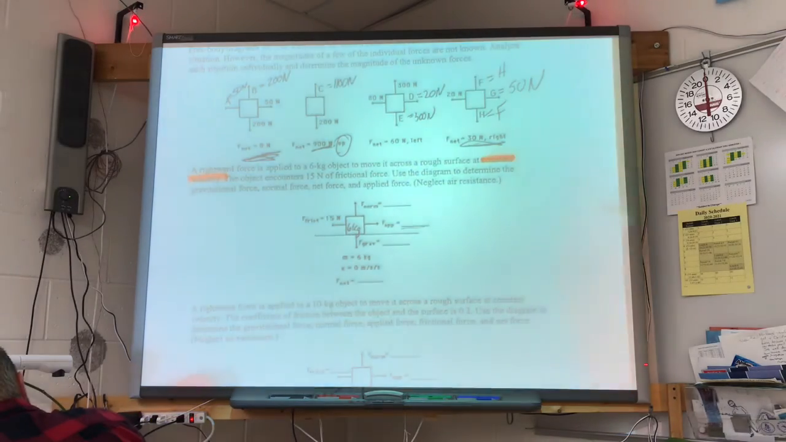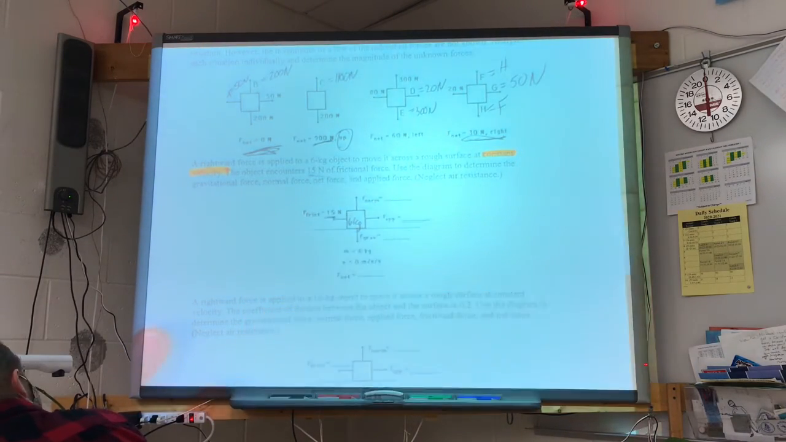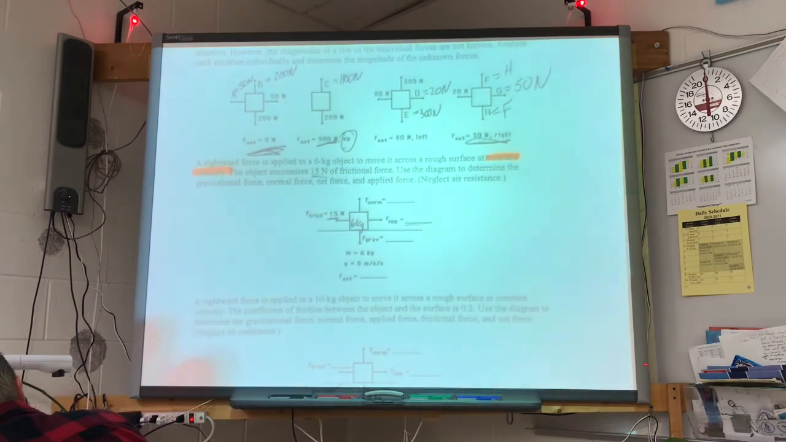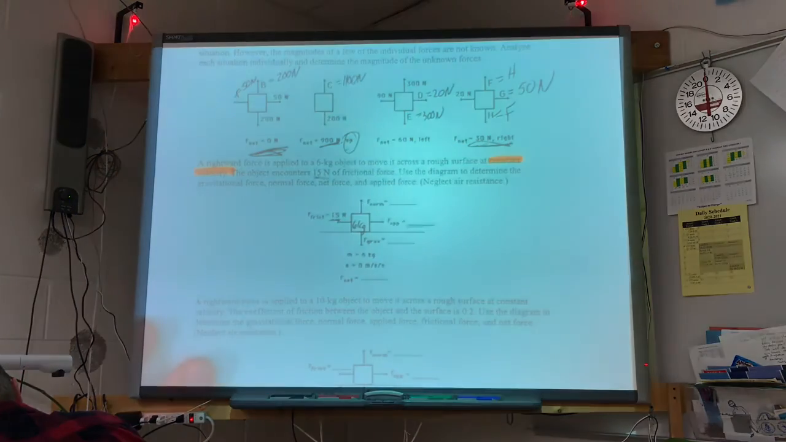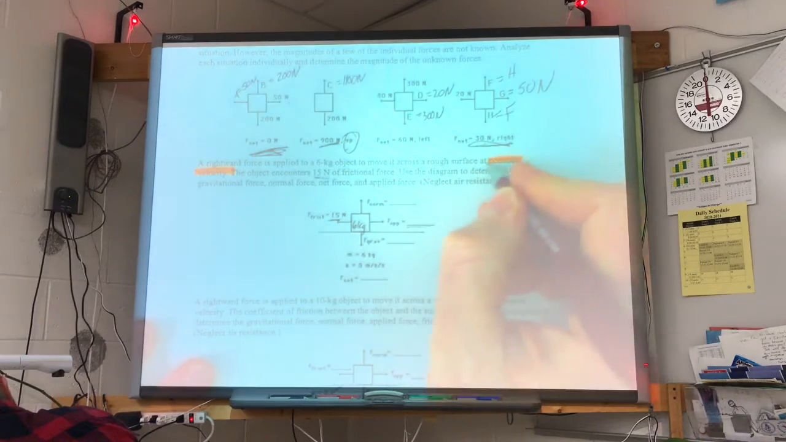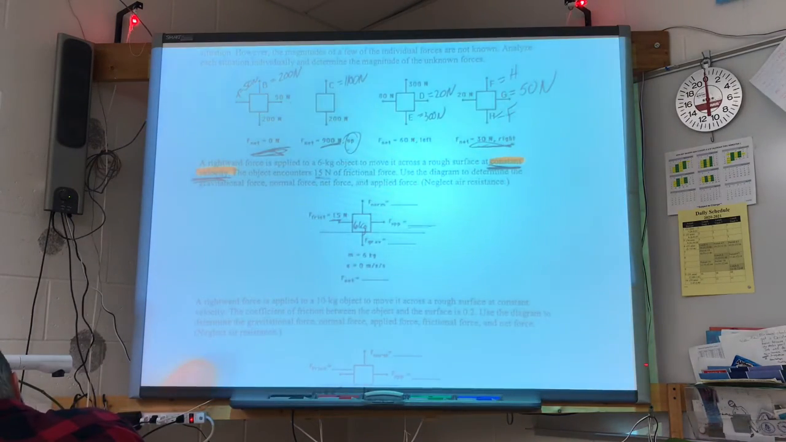The object encounters a 15 newton frictional force. The fact that I said 15 newtons is why that number is right there. Use the diagram to determine the gravitational force, normal force, net force, and applied force, and neglect air resistance. Okay, so are my forces balanced or unbalanced? Unbalanced. I'll give you a clue. Constant velocity. Balanced. In which direction, X, Y, or both?